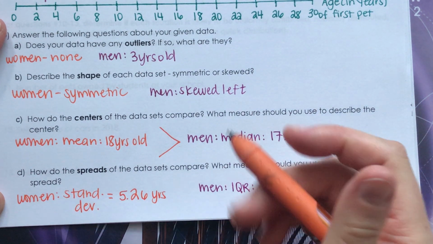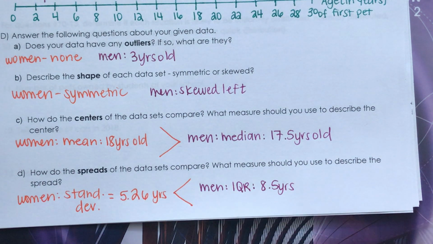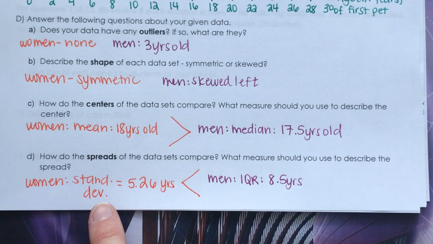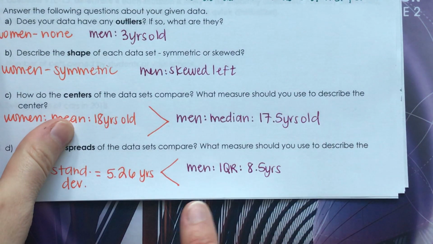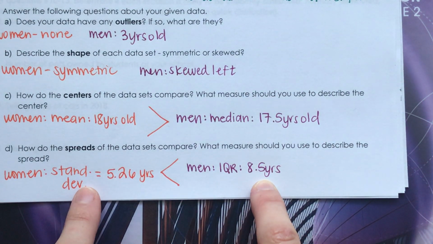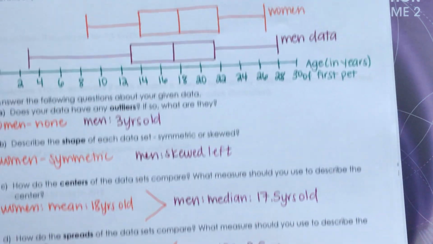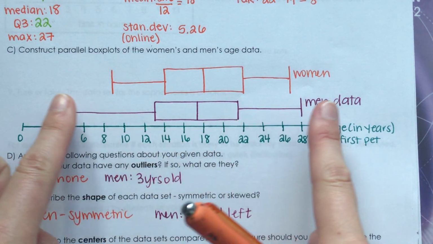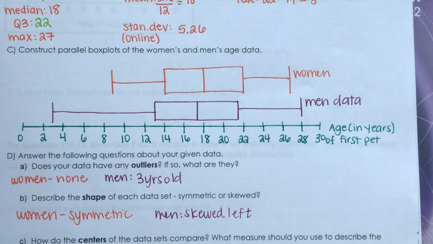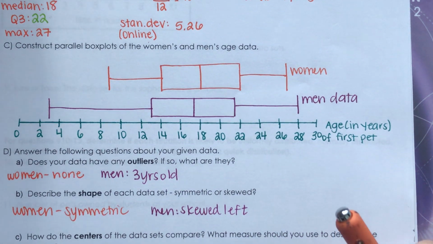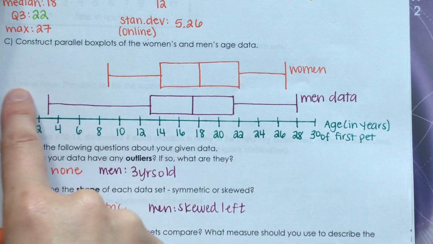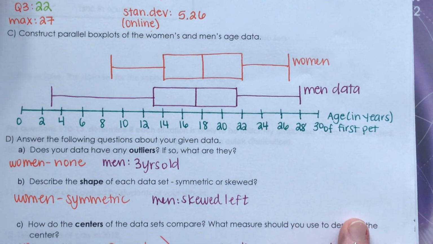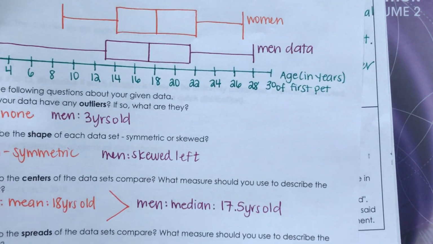So the women's deviation is smaller, which makes sense. If you have a smaller deviation, that means more of your data is close together. If you have a larger standard deviation or interquartile range, that means your data is more spread out. And that's exactly what I see here in my picture. So I see that the women's data is very symmetric. The men's data looks like it's a little bit more skewed. Okay.